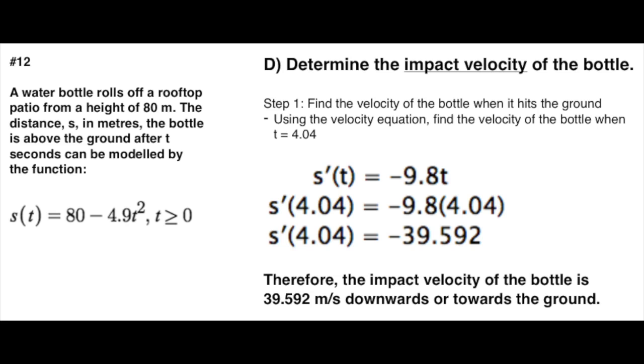For Part D, we need to determine the impact velocity, which is the velocity at the time in which the object hits the ground. In this case, the bottle hits the ground 4.04 seconds after it rolls off of the roof, which we found in Part C. So to find the velocity, we must sub 4.04 in for the t value into our derivative equation, which gives us the velocity. The velocity ends up being negative 39.592. Therefore, the impact velocity of the bottle is 39.592 meters per second downwards or towards the ground.